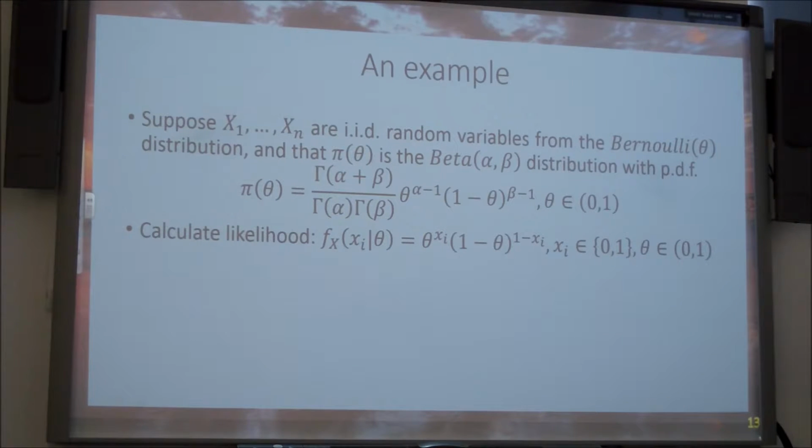So to find the likelihood, we take the product from i equals 1 to n, so across all our data. If you do that, you've got theta to the power x1 times theta to the power x2 all the way up to xn, which is theta to the power of x1 plus x2 up to xn, so theta to the power of the sum of the xi's. And then you've got 1 minus theta to the power 1 minus x1 plus 1 minus x2 all the way up to 1 minus xn, which is n minus the sum of the xi's. So now we can find the posterior.